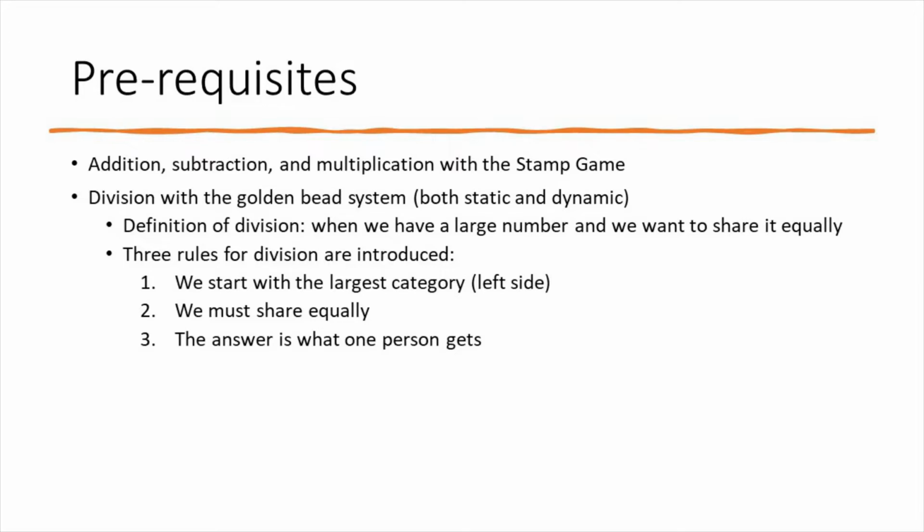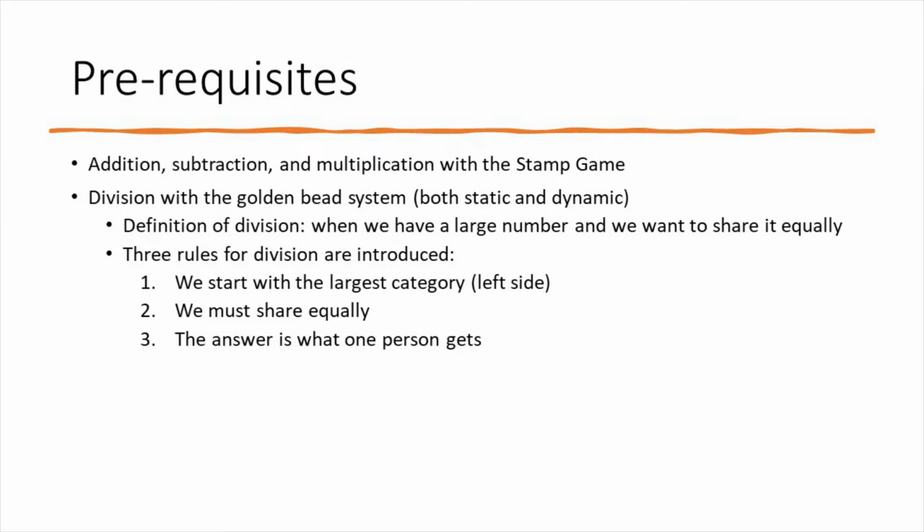We have to have 3 rules. The first rule of division is we have to start with the largest category, which on the stamp game is going to be the left side. Now, we've been working on the right side of the stamp game, right? Right to left. Not so with division. Division's going to be different. We're going to start with the largest category and we're going to work our way to the smallest. So that's rule number 1.